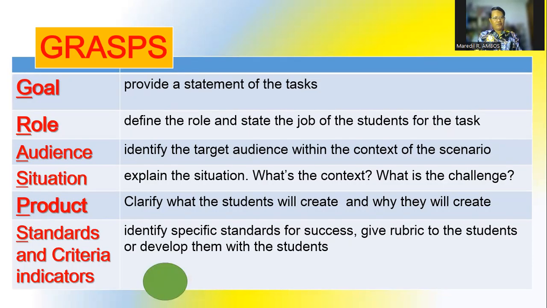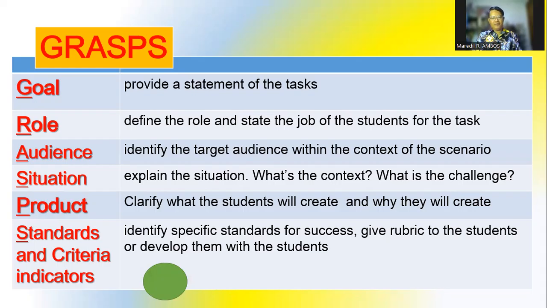Then letter A is to identify the target audience within the context of the scenario. So it talks about the audience, letter A. S is situation. So we need to explain the situation. What's the context? What is the challenge? Then we have letter P, which is for product. It clarifies what the students will create and why they will create it. So it talks about the output or the product, and the purpose why they will create it.